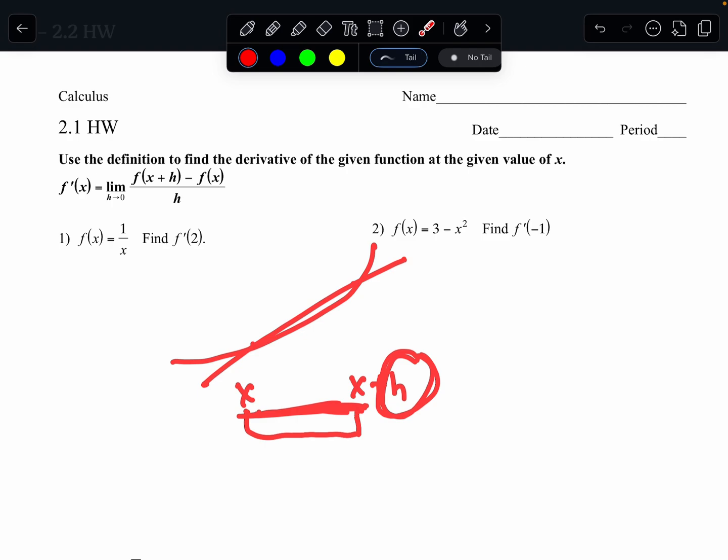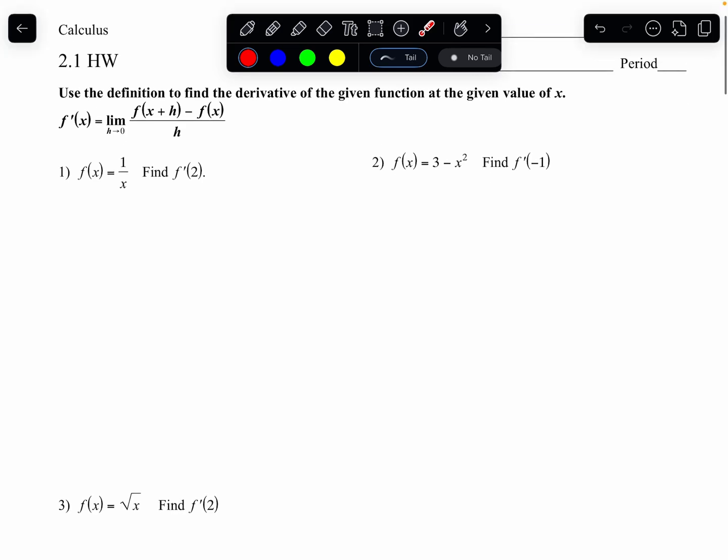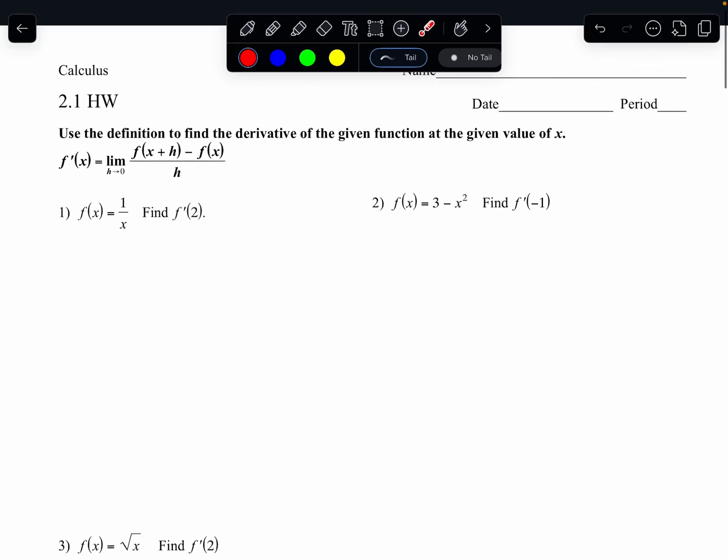So if we let this value right here go to 0, then that means that these 2 points get closer together, and that's how we find the slope of the tangent line. It's actually really cool that we can find the slope at a point. So for question 1, we're trying to find the derivative at x equals 2 for the function 1 over x.